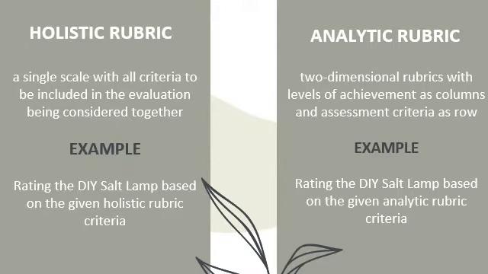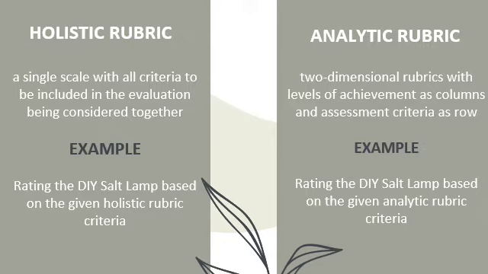So we have here the two types of rubrics. First is the holistic rubric and the analytic rubric. So these holistic rubrics are one-dimensional, single criterion rubrics used to evaluate the participants' overall achievement on the activity or item being accomplished on a certain level.